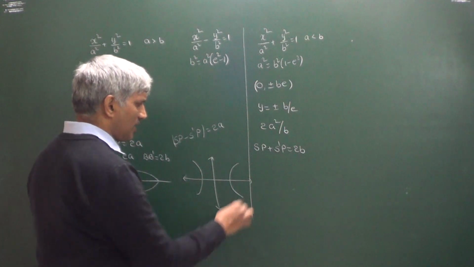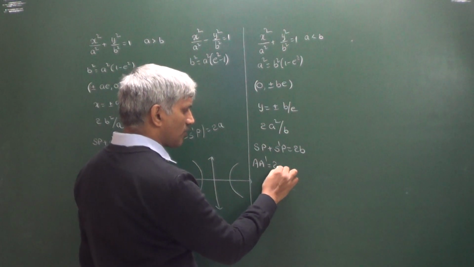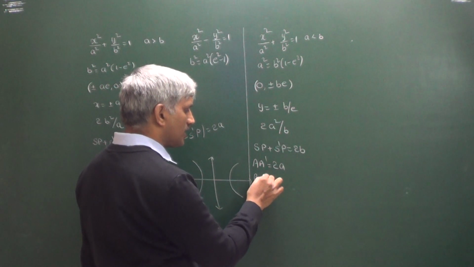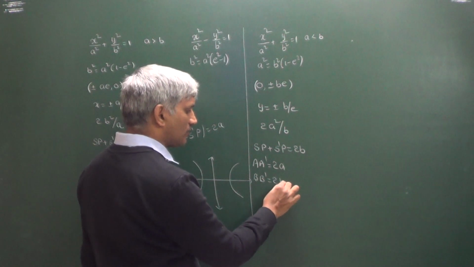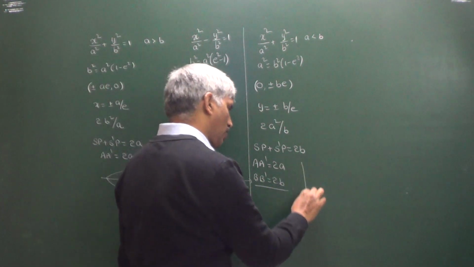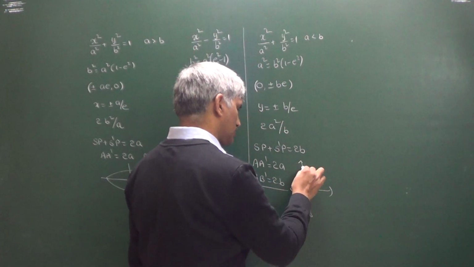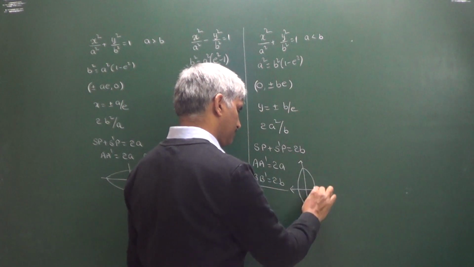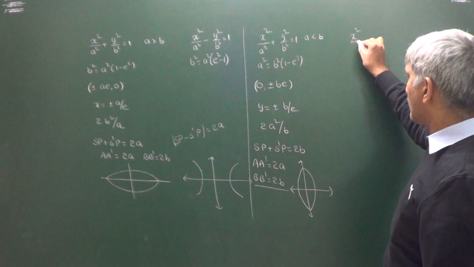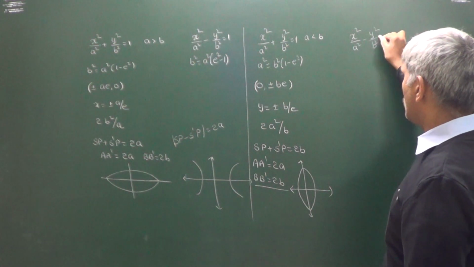Next, the sum of the focal distances SP plus S dash P is equal to 2b, and here a dash is called the minor axis. The length of the minor axis is equal to 2a, and b dash we call the major axis, with length of the major axis equal to 2b. The graph of this ellipse has more stretch along the y axis. This is the ellipse.